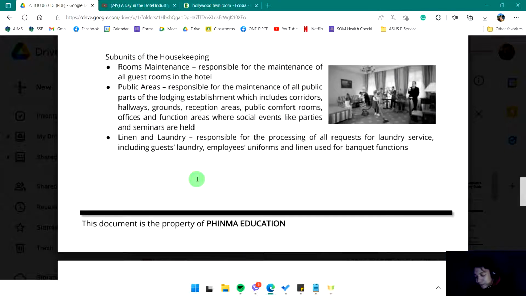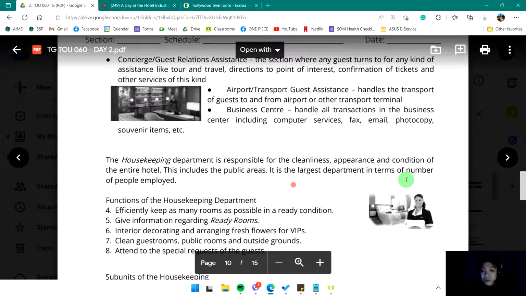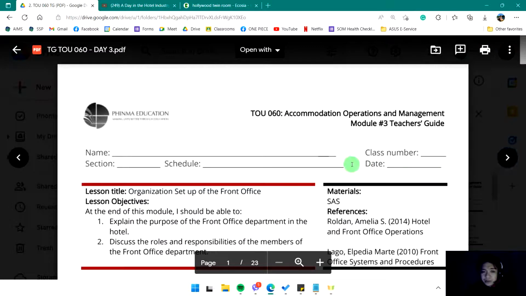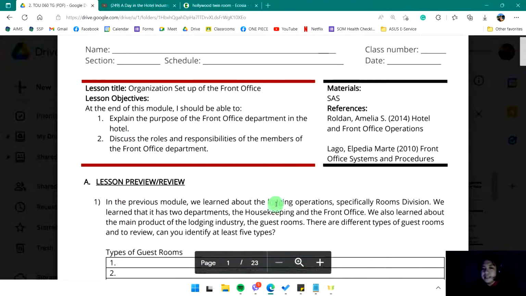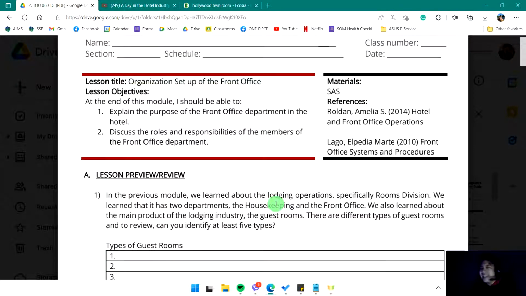Pero, yun. Basically, that's it for this module. We'll now go forward to the next one, which is the organization setup of the front office. We really tackled this much already, no?